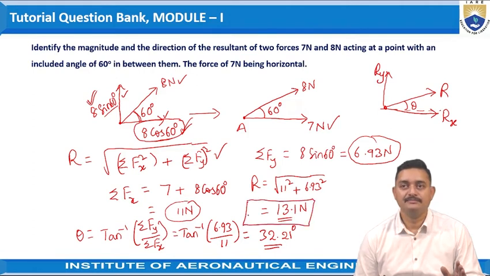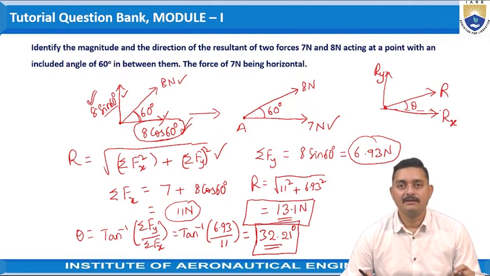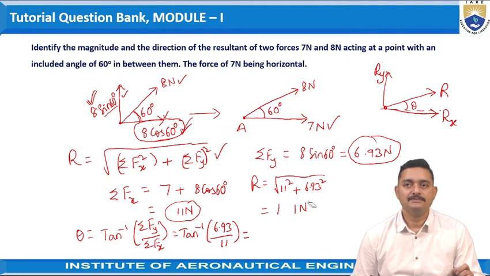So in this way, we have obtained the magnitude and direction of the resultant of 7 Newton and 8 Newton forces acting in the system. So at the end, you can give the result as the magnitude of the resultant is 13.1 Newtons acting at an inclination of 32.21 degrees to the horizontal. So this would be the solution to the given problem.